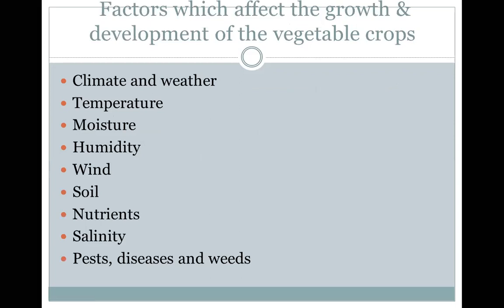So there are so many factors which affect the growth of vegetables and development of the vegetable crops. So what are these factors? First is climate and weather, then temperature, moisture, humidity, wind, soil, nutrients, salinity, pests, diseases and weeds. So all these factors affect the growth of vegetables in one way or the other. So now we will discuss these factors.